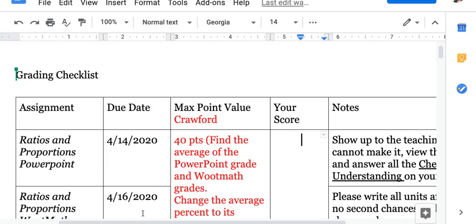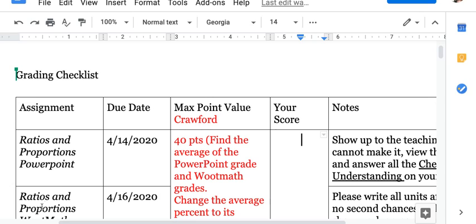First of all, this is the grading checklist. For Mr. Bowles' class, your grading checklist is very similar. It's pretty much the same thing. It's just that the way we distribute the points is slightly different. So, I do have an example, and I thank David for letting me use his work as an example.